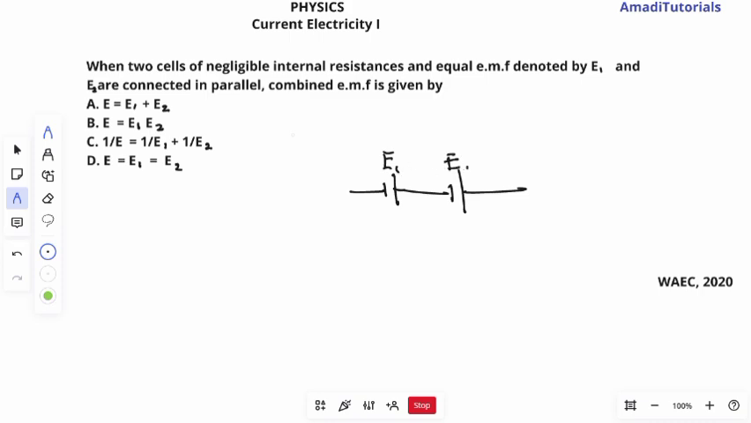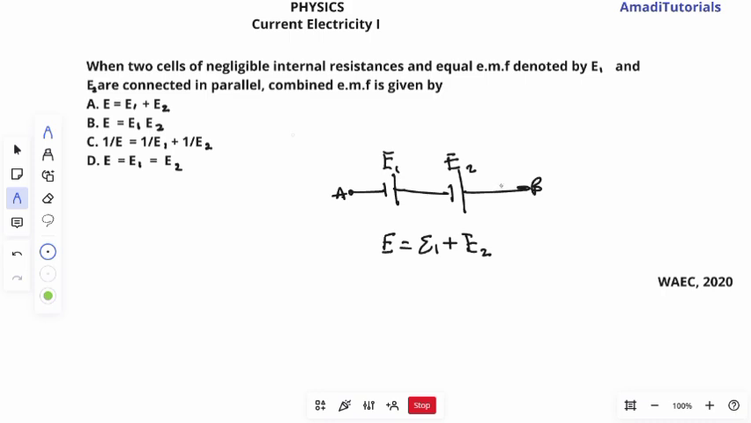their equivalent EMF, that's if you read the voltage between this point and this point, let's say points A and B, if you read the voltage between those 2 points, the result denoted by the letter E is what? E1 plus E2. And when you connect cells like this, remember the polarities are consequential. What I mean is negative, positive, negative, positive.